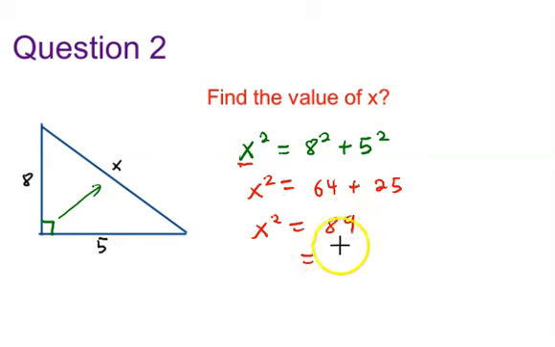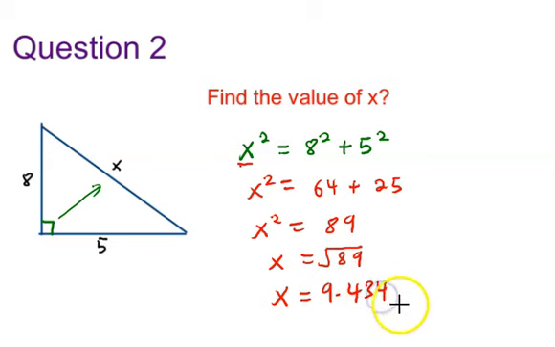So the square will move to the opposite side and become a square root. Okay, so when we are calculating this answer, we are getting square root of 89. We are getting here about 9.434. So we can write the answer like this. Okay, so this is your answer.